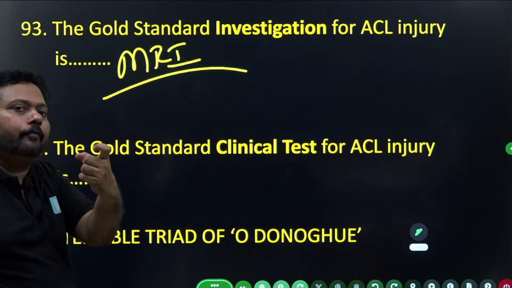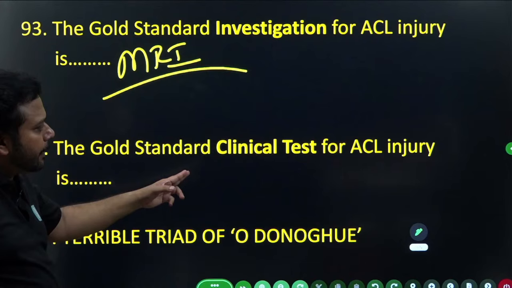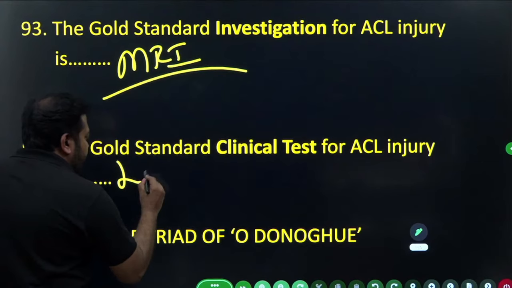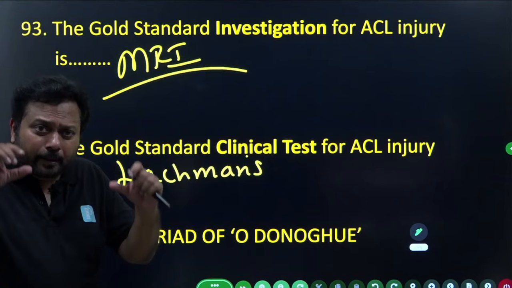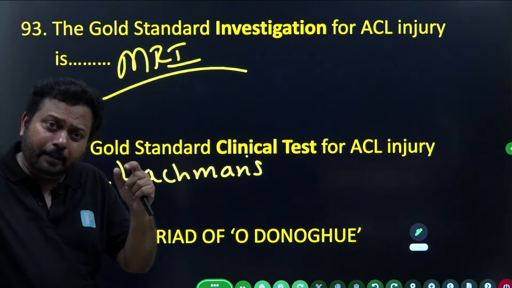The gold standard clinical test for ACL injury: there are two tests, anterior drawer and Lachman's. The gold standard is always Lachman. Lachman's is the best clinical test. And the reason, there is no time, but I will tell you in 2 seconds. In Lachman's, 30 degree flexion is enough. In anterior drawer, you should flex to 90 degrees. So that will hurt the patient more, number one.